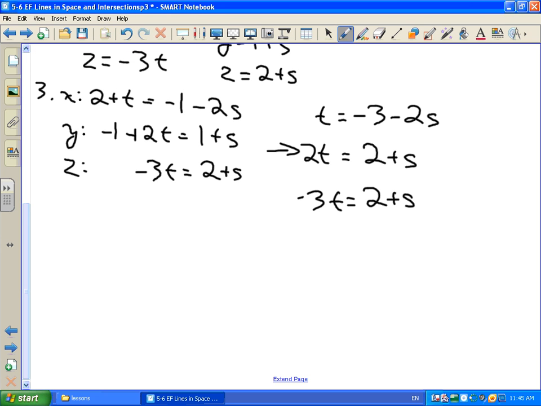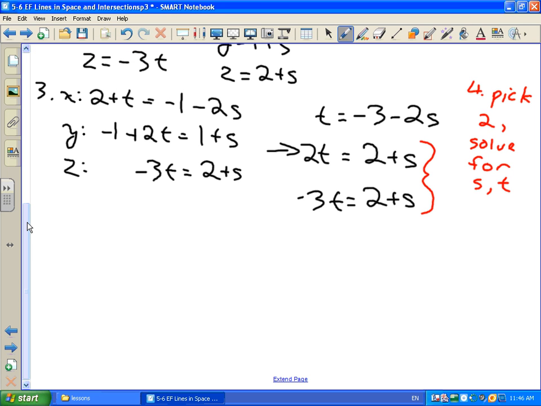So step 4, I wanted to solve for s and t. Now I have 3 equations with 2 unknowns. I actually only need 2 of these equations to solve for s and t. So what I'm going to do is pick 2 and solve for s and t. So this is step 4. Pick 2, solve for s and t. And the 2 that I'm going to pick are going to be these 2 right here.